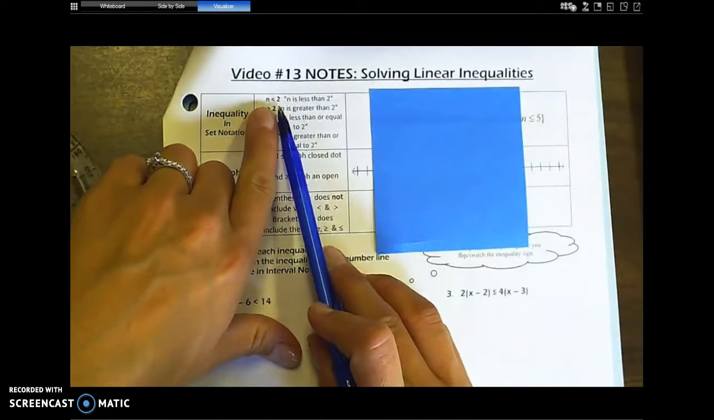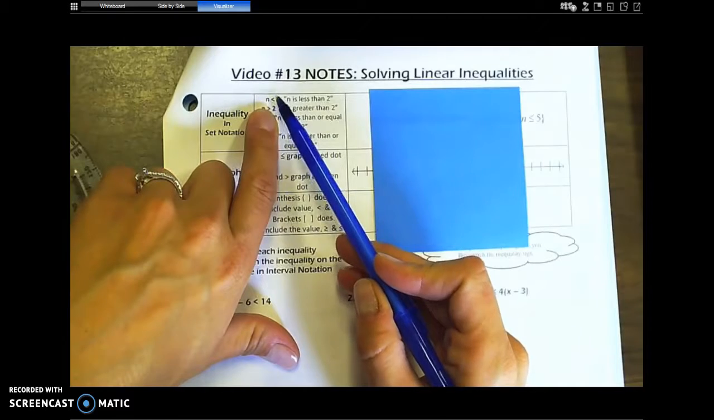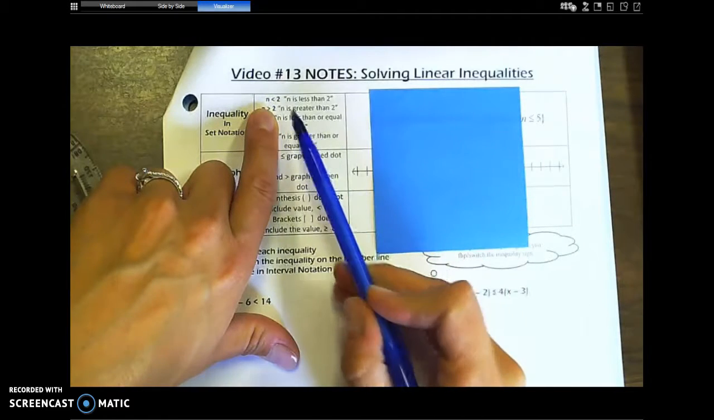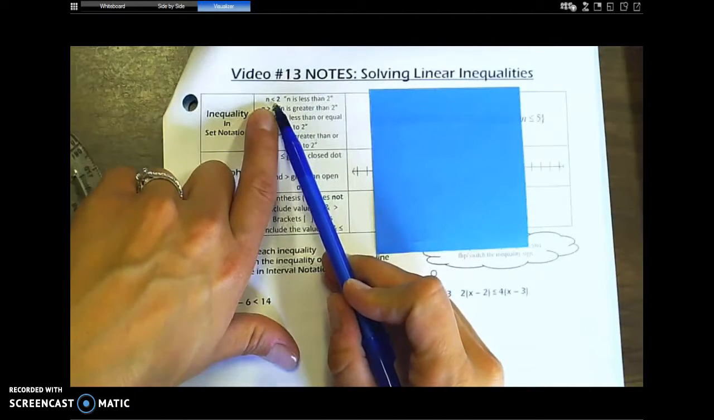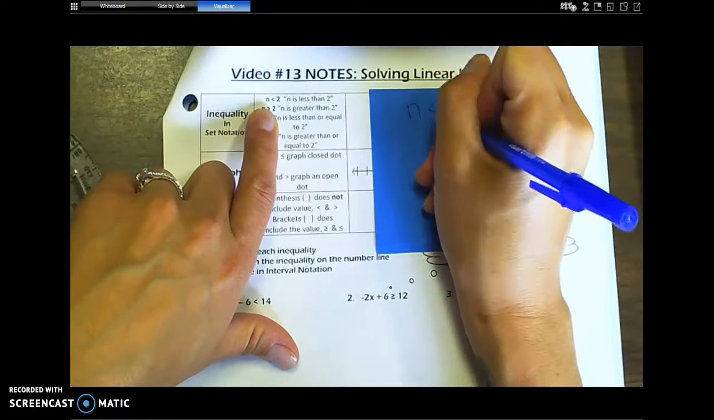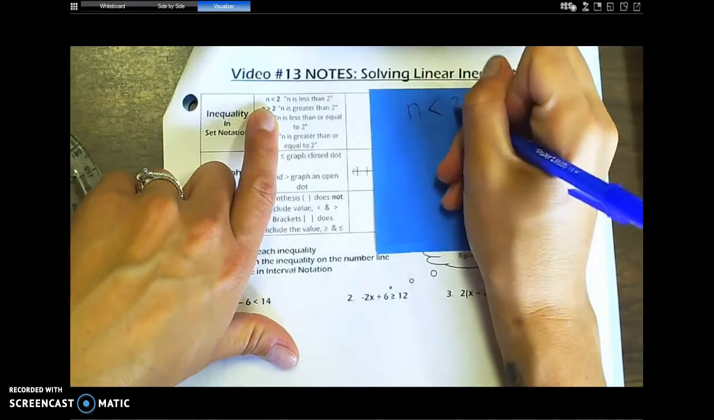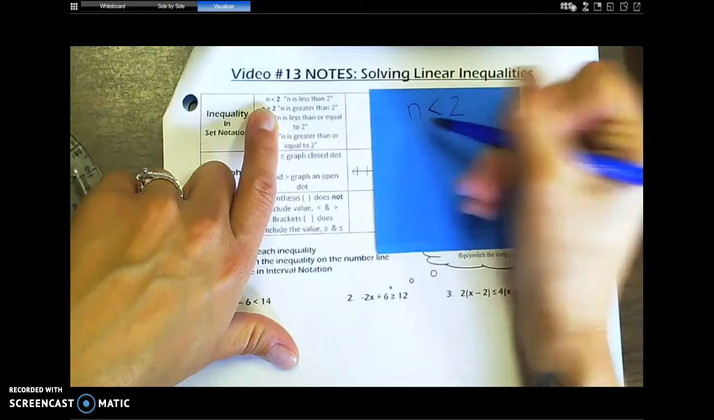If we take a look at our very first example, we have n, and this symbol is less than 2. So n is less than 2. We know it's less than because when your inequality is opening up away from the variable, that means the number is bigger and the variable is less.